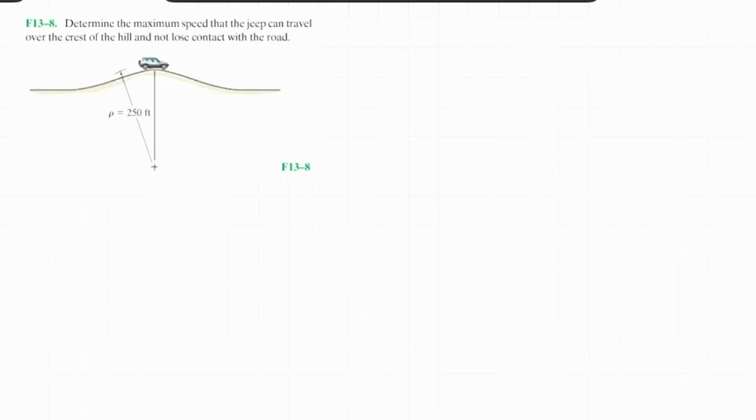The only thing that we're given here for this Jeep is the radius of curvature, which is 250 feet. So it's constant. And they're asking us to find the velocity, right? What will be the maximum speed it can attain before this car will fly out of the curve? So what is the minimum velocity? Or the maximum velocity it can attain before it does that.